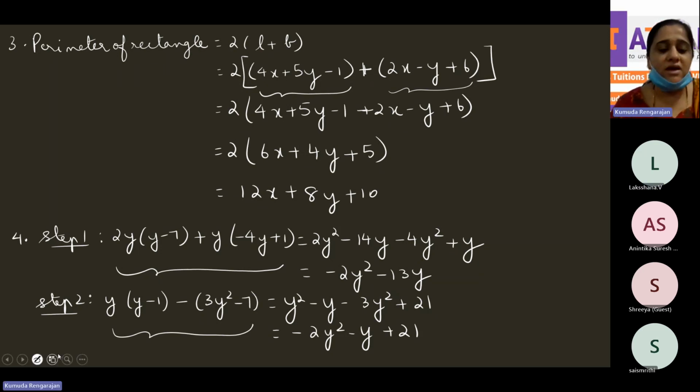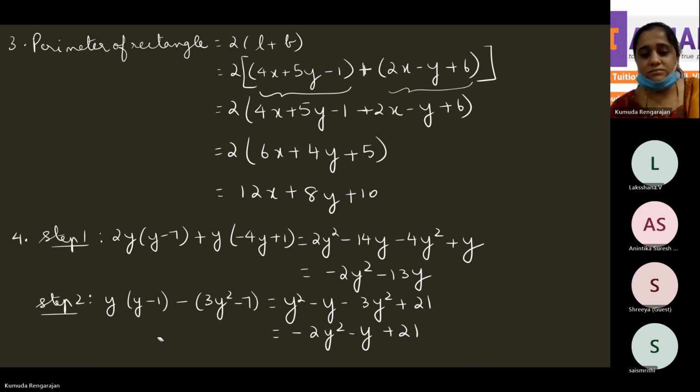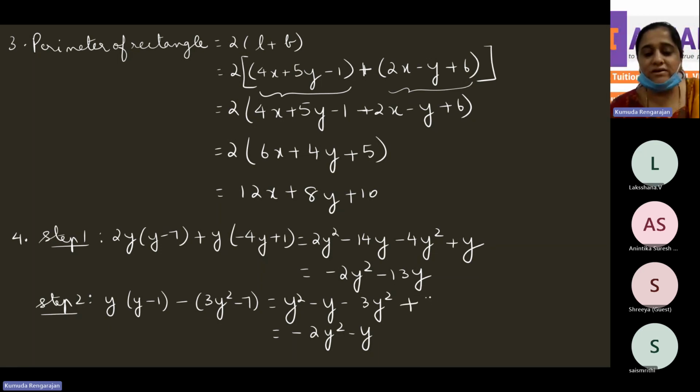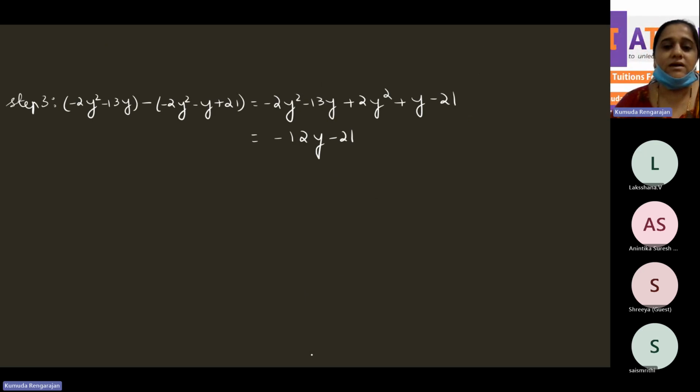Please check. Have I gone wrong anywhere? Ma'am, how did I get 21, ma'am? Oh, yeah. Sorry. y square minus y minus 3y square plus 7. Oh, sorry. Yeah. Thank you, Lakshana. Yes, ma'am. Yeah, it's plus 7. Am I right now? Yeah. Then this answer also. So 2 of you gave the right answer then. I was wrong.